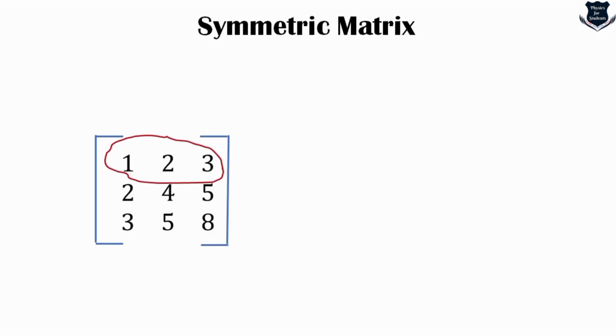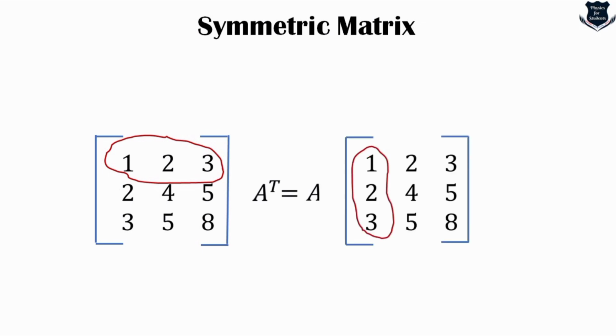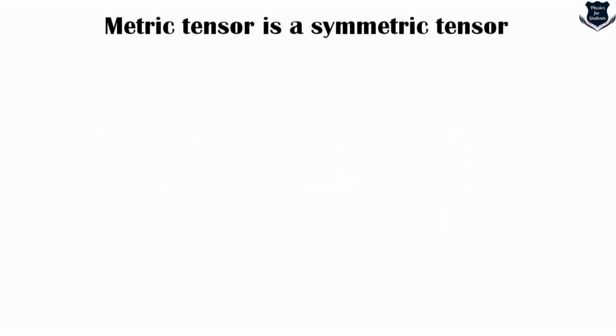We know that if you take a matrix like 1, 2, 3 with rows and columns, a 3 by 3 matrix, and we transpose it, this gets into this, right? So the vertical and the horizontal come out the same, and this is what is called a symmetric matrix. Now we know that a metric tensor is a symmetric tensor. Don't worry about those terms, tensor, etc. I will be explaining them one by one.